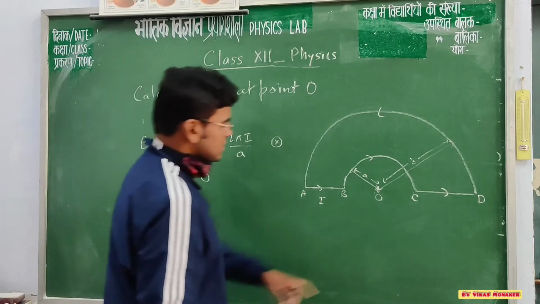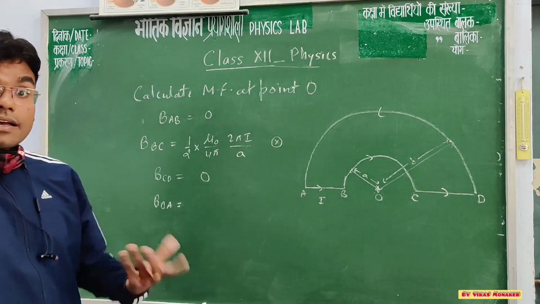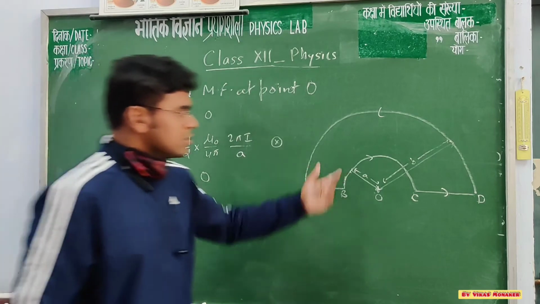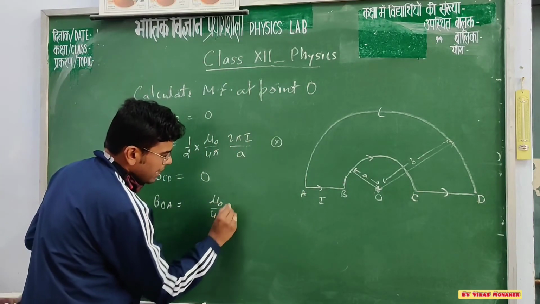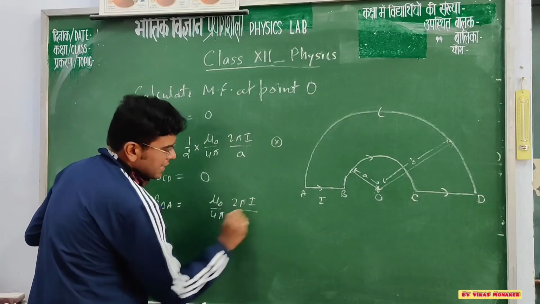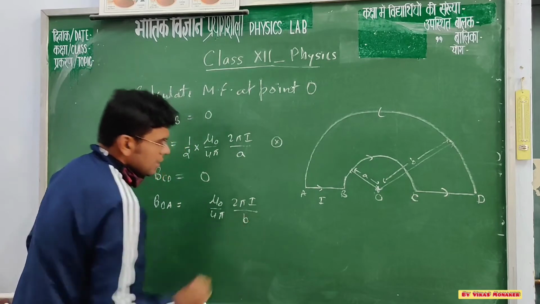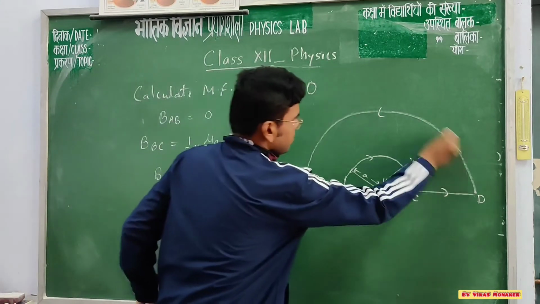Okay, again DA, what shape? DA is a semicircle. Okay, but a bigger semicircle, the semicircle of greater radius with respect to this one. So we may write down mu naught upon 4 pi, 2 pi I upon radius. Another radius is B. This is for a complete circle. Half of this we get for this shape DA.